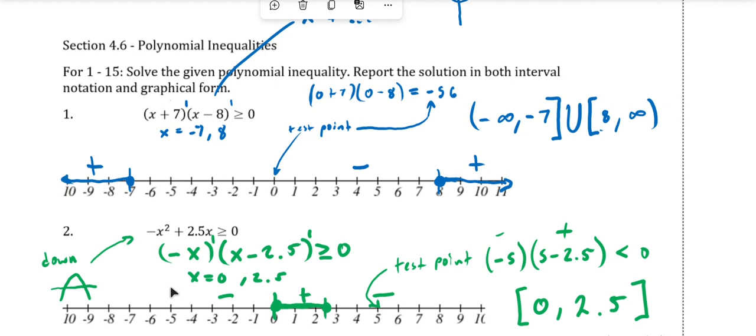For the next one, we want to do the same thing. We want to factor this. I'm going to factor out a negative x, just to make this one easier to look at. And then we'll see this is going to be x minus 2.5, which gives us 0 and 2.5 as roots.